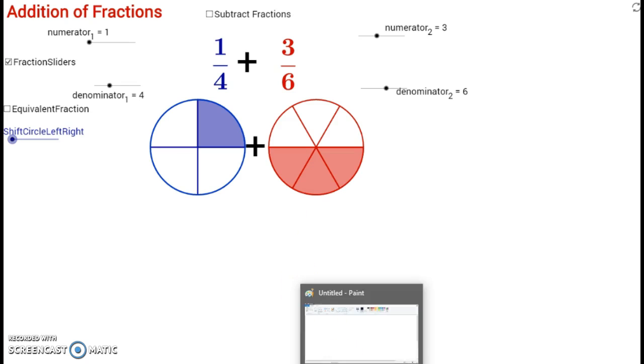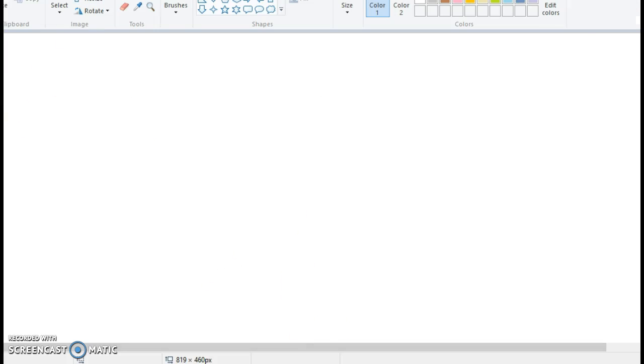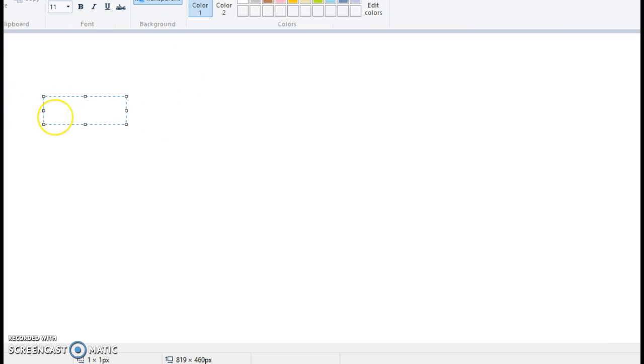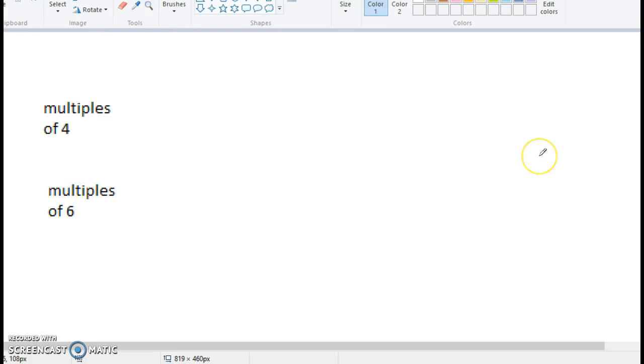So on your notebook paper, go ahead and write this with me. We have to find the multiples of 4, and we have to find the multiples of 6. Now, the multiples are the numbers that you get when you multiply this number, either 4 or 6, by another number. So if we multiply 4 by 1, we get 4.